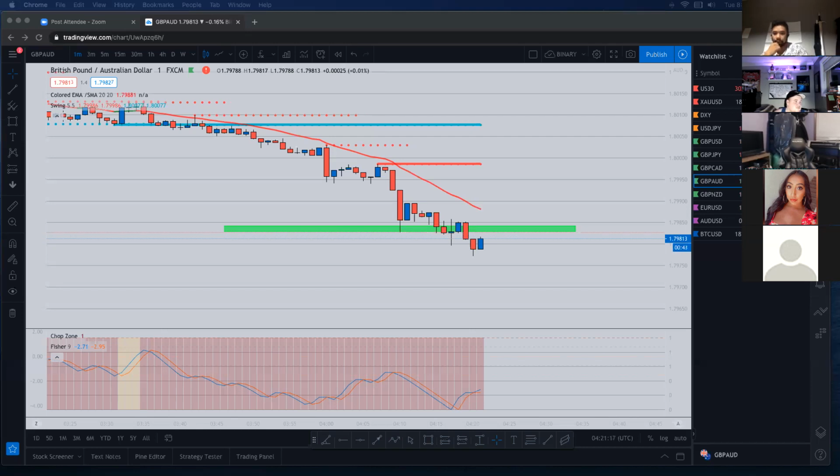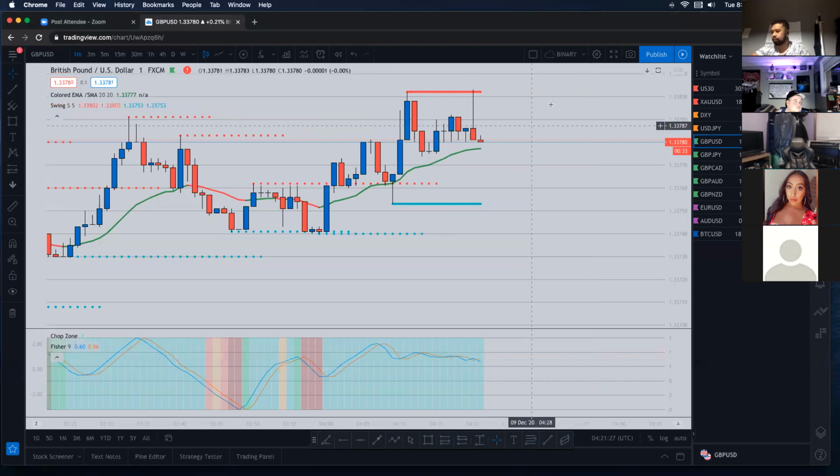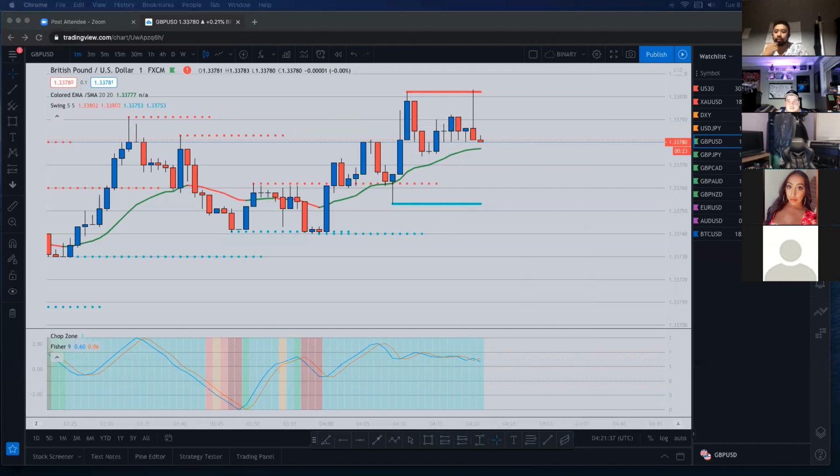Here we go. Okay, I went for a put on GU, a 1 minute put. I got in at 1.33797. That was solid. I just cleared my first trade, made I don't know, $24 off of that. That's pretty good, pretty good.